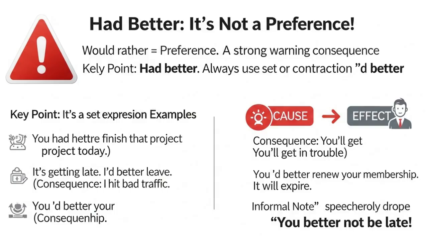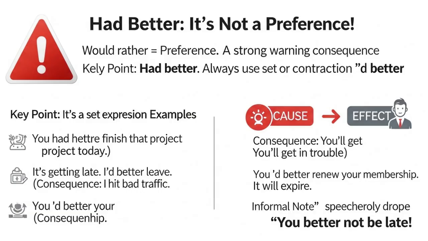Consequences. A consequence is a negative result because of your action. For example, if you miss a deadline, what's the consequence? You get a warning from your boss. That's the consequence. And this is a set expression. We don't say have better or has better. It's always had better. You had better finish that project today. I'm warning you. There will be consequences.